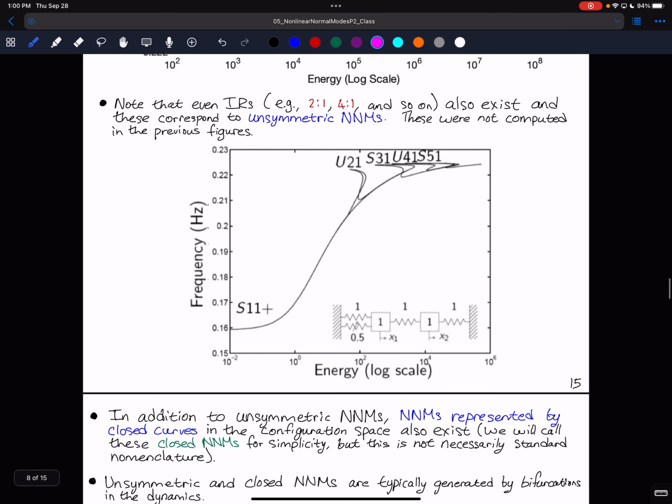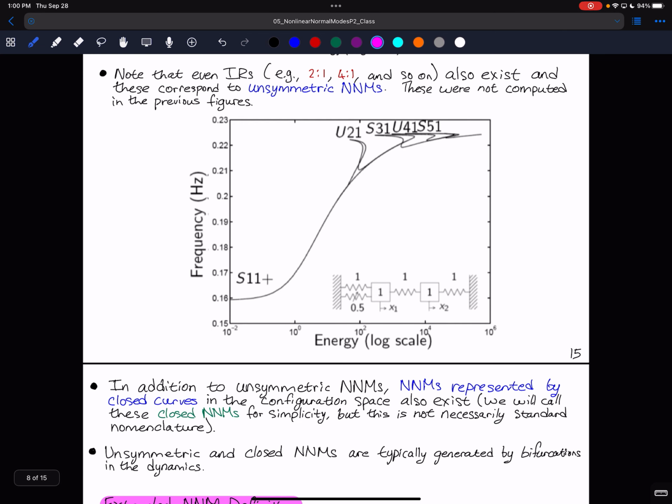Okay, so in addition to these unsymmetric NNMs, you can also get NNMs that are represented by closed curves in the configuration space. And we're just going to briefly call those closed NNMs for simplicity, but it's not really standard. It's not really what people would call them, but we can just call that.